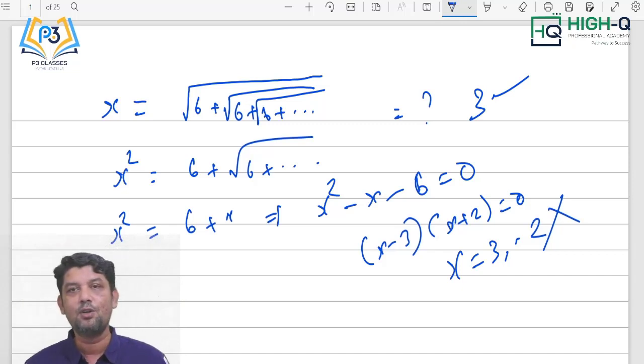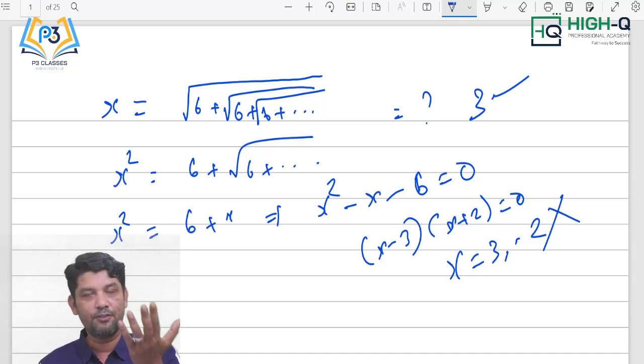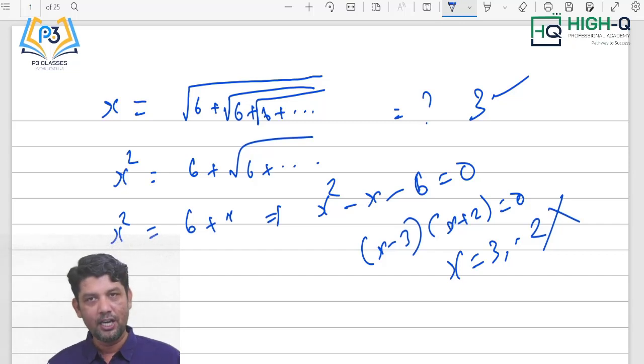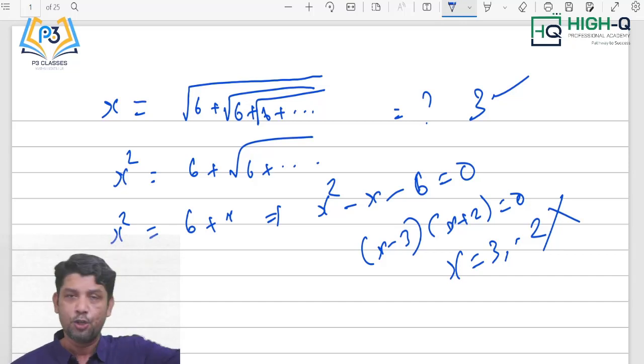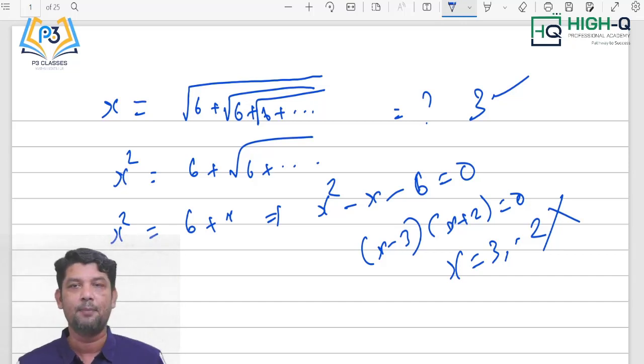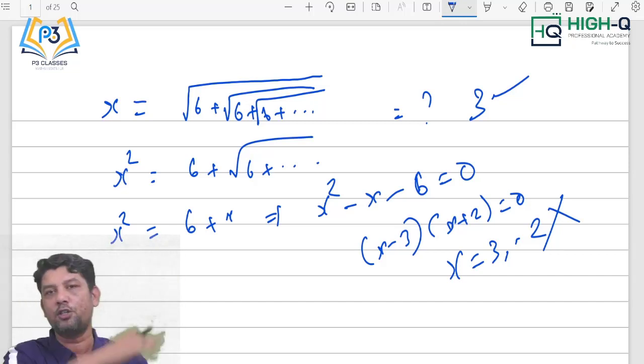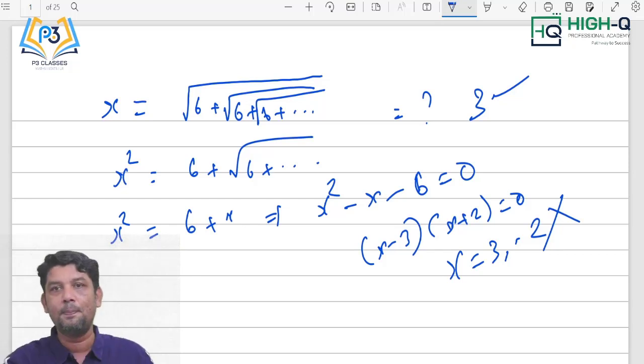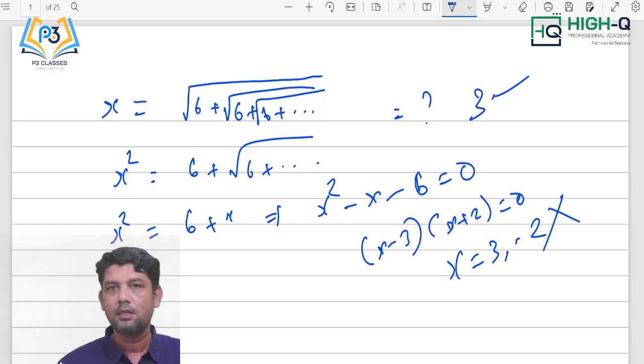Arey, my dear, this is not the approach. When you just learn from a school teacher, this is what you are going to learn. But you are writing a competitive exam, you are not writing a school examination or any junior college exam. When you are writing a competitive exam, the approach also should be like that only, na? This is the wrong approach. I will say this.